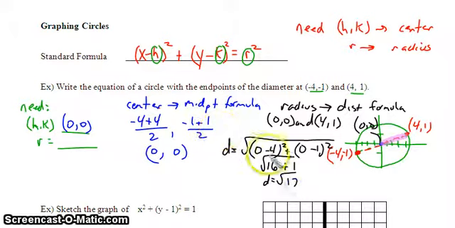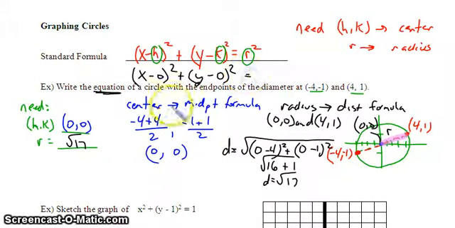Now remember, that's really my radius. The square root of 17 is the radius from here to here. That is my r value. But the question says to write the equation. So go back and plug that information in up here. X minus the h value of 0, squared, plus y minus the k value of 0 also squared, equals the square root of 17, r squared.